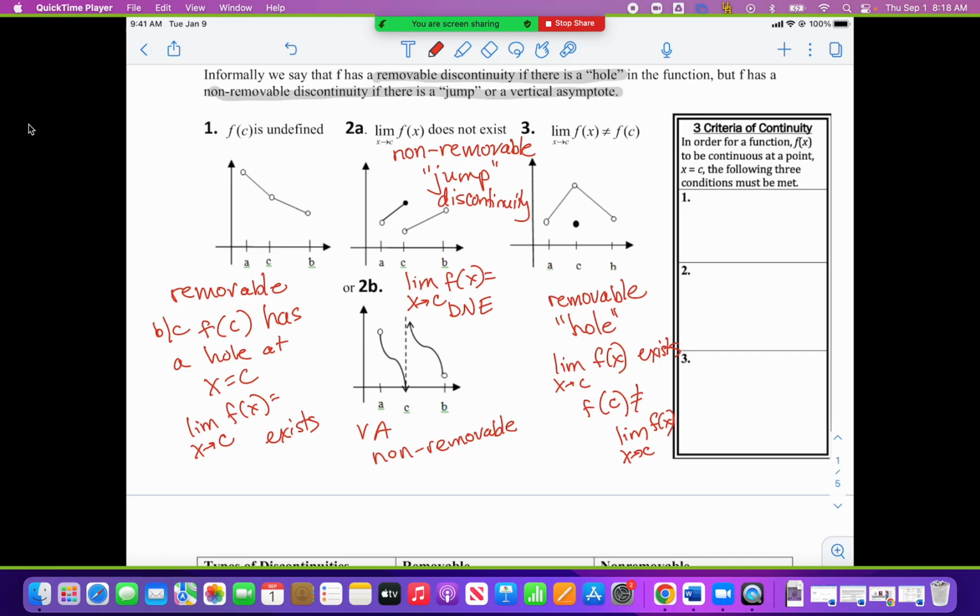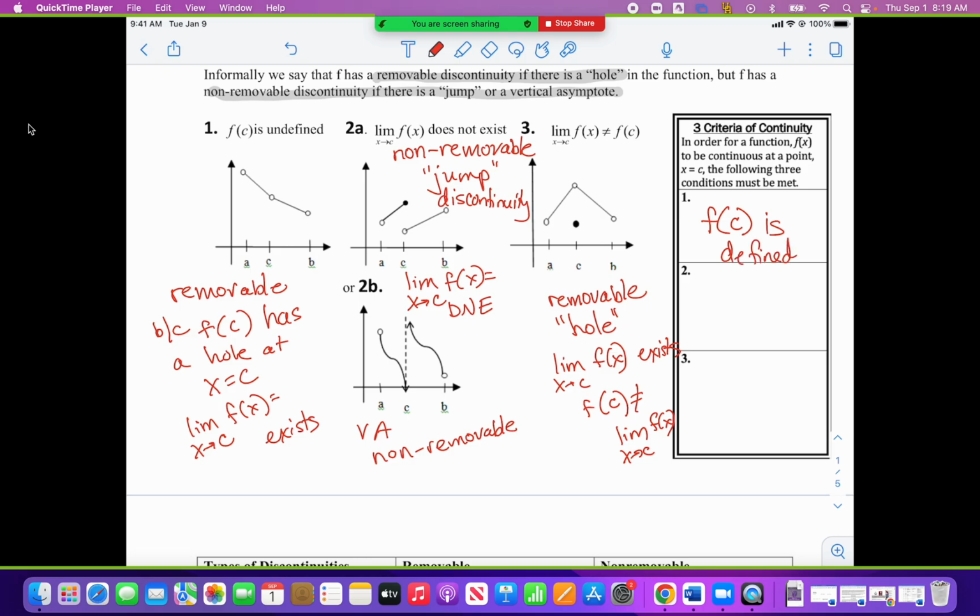On the AP exam, when you are asked to justify continuity, there are 3 conditions that have to be written down, okay? And we're going to put them here, and we're going to practice it a few times in the notes. So there are 3 criteria for continuity. In order for a function f of x to be continuous at a point x equals c, the following 3 conditions must be met. Number 1, f of c is defined.